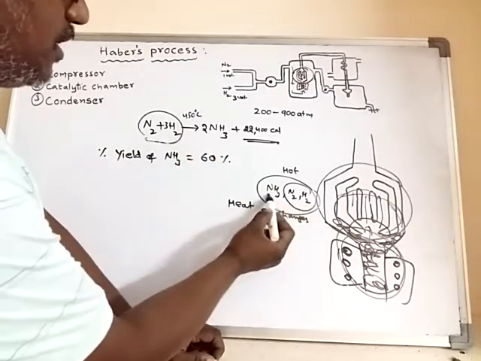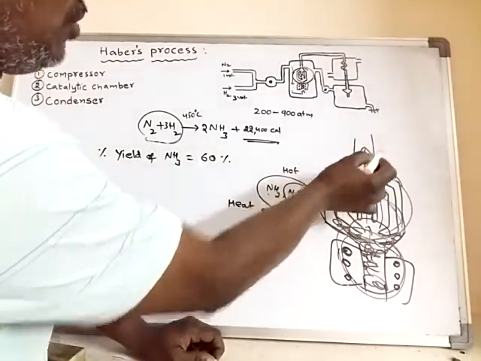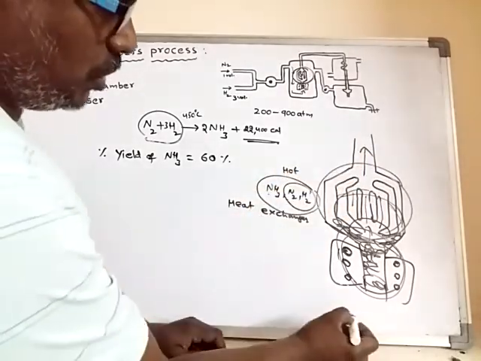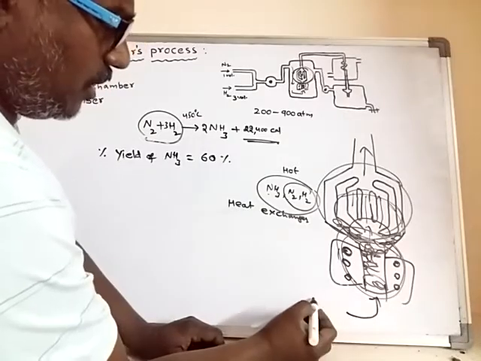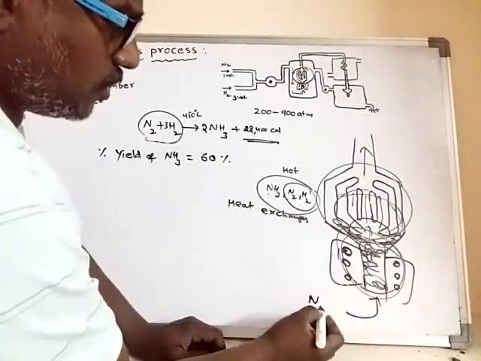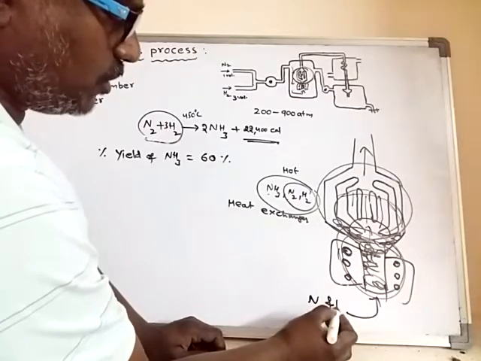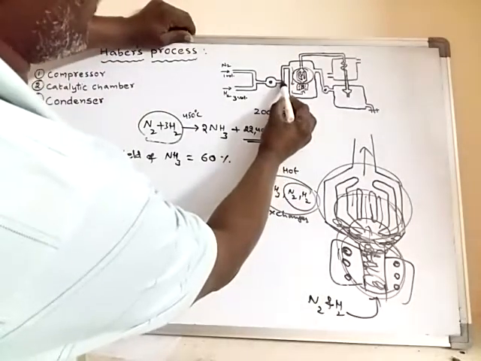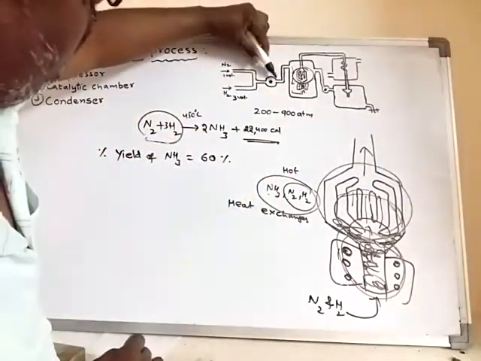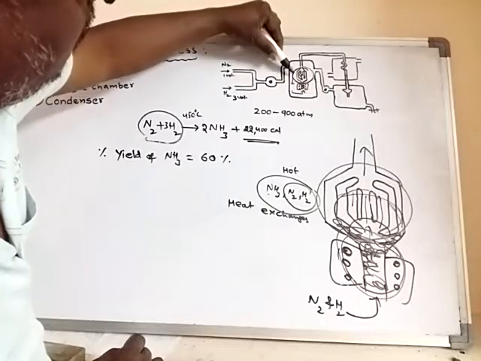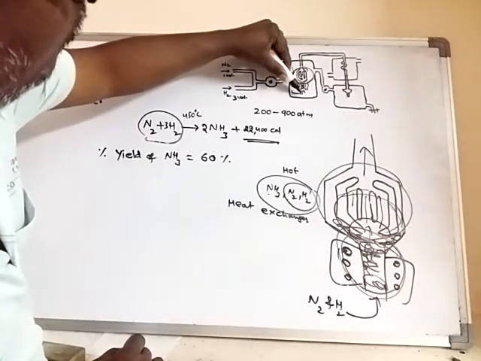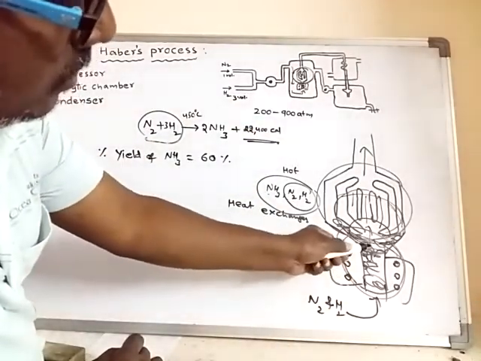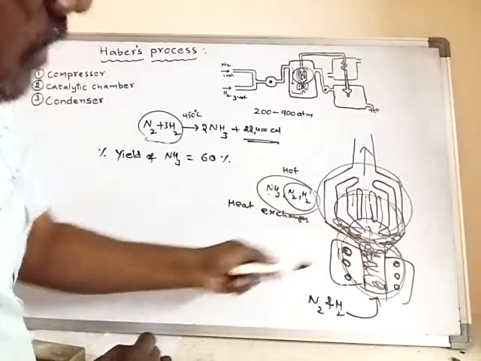Slowly this gas mixture will leave through this pipe. And into this pipe, the nitrogen and hydrogen mixture will enter. So the nitrogen and hydrogen will pass and take this route and finally they will enter here. Fresh nitrogen and hydrogen will enter here.